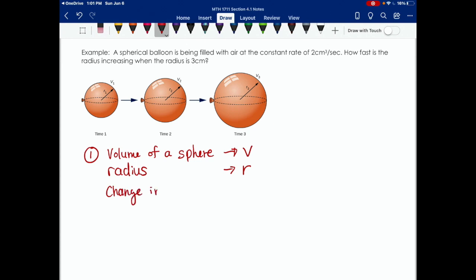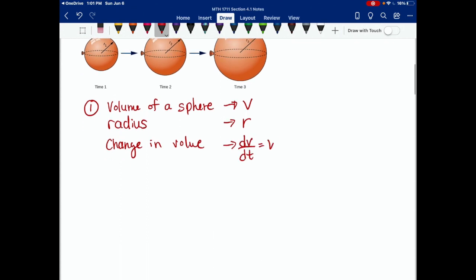Then we have the change in volume. That's going to be the derivative of the volume with respect to time. So that's going to be dV/dt, which you can also write as V prime. But you have to keep in mind that the derivative is with respect to time. And then the change in the radius, which is the derivative of the radius with respect to time, which we'll call dr/dt, or you can write it as r prime.